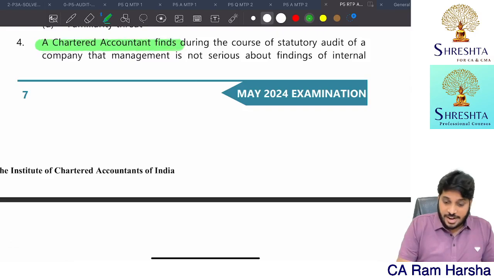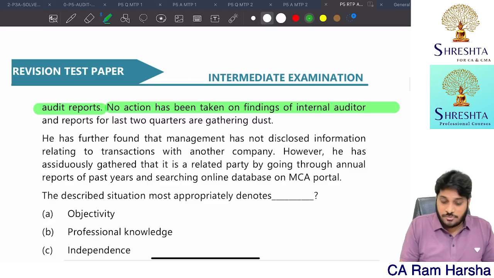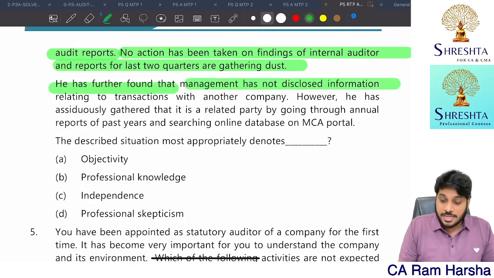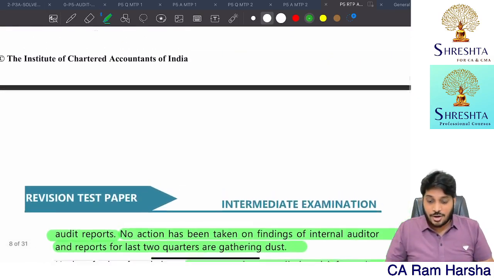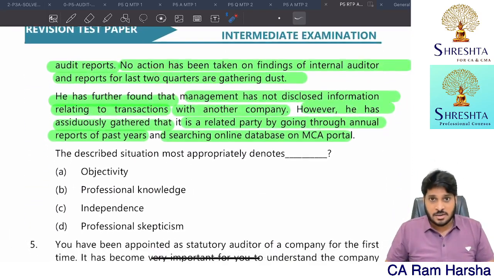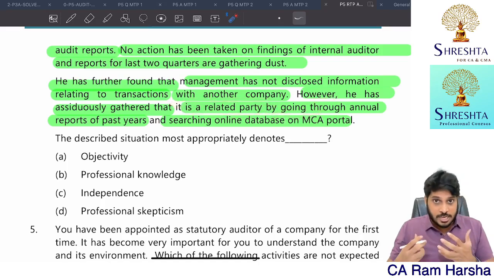A chartered accountant finds during the course of stat audit of a company that management is not serious about findings of internal audit report. No action has been taken on the findings of the internal auditor for the last 2 quarters. He has further found that management has not disclosed information relating to transaction with another company. However, he has assiduously gathered that it is a related party by going through the annual report of the past year and searching online database. So internal audit report was not considered by the management. Unusual. Management should consider. No action was taken. Careless. Management is careless. And related party is the one who is doing some very many things.